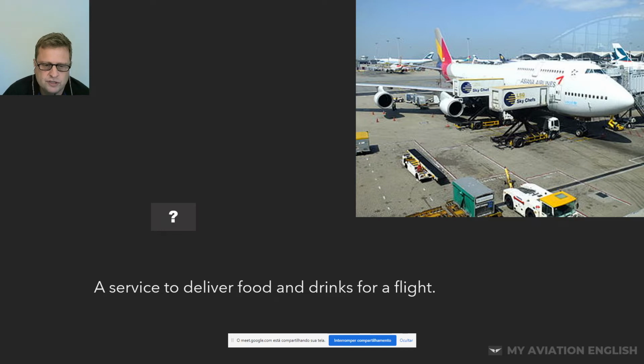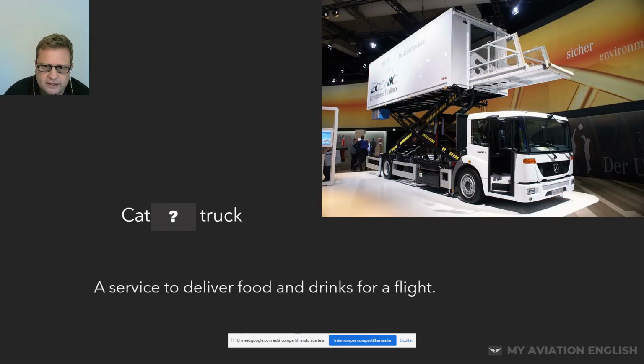A service to deliver food and drinks for a flight. How do you call this kind of service in an airport which delivers food and drinks? Catering truck. Please repeat. A service to deliver food and drinks for a flight. Perfect.